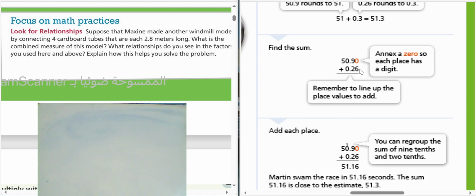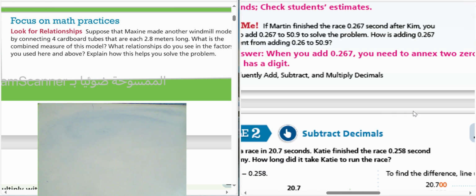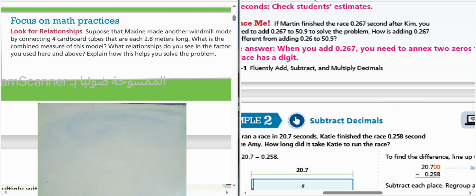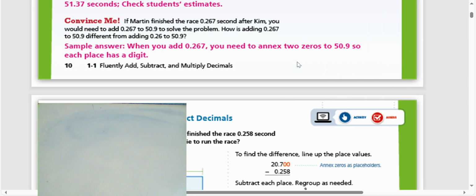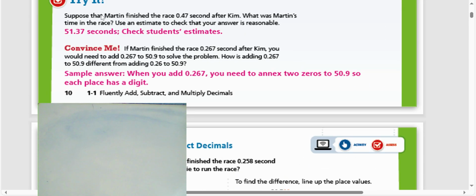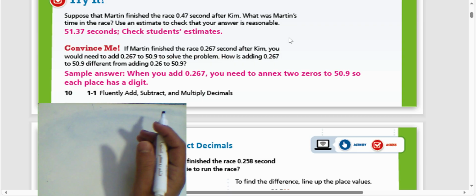Here he asked about the sum. We must put 0 to the right side here to find the result. You must equal parts when you find the result. Next question. Look at the question here. Suppose that Martin finished the race 47 hundredths after Cap. What was Martin's time in the race? Use estimate, check your answer. We have the number here 0.47.